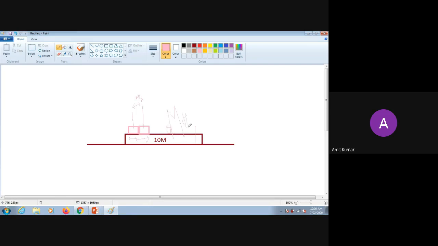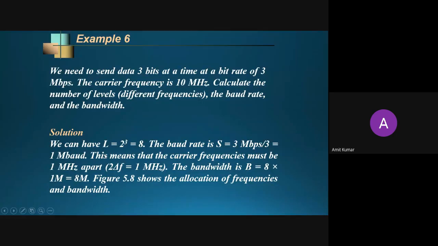So in this way, we have made this selection of how far apart one frequency should be for a given number of levels. So in this way, we can select that. Now the bandwidth required is 8 multiplied by 1 M. Here we don't need 2 delta f, although we have calculated it.